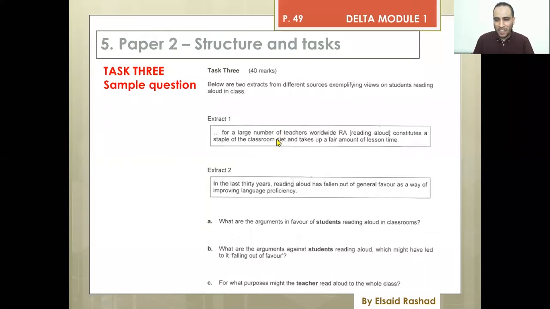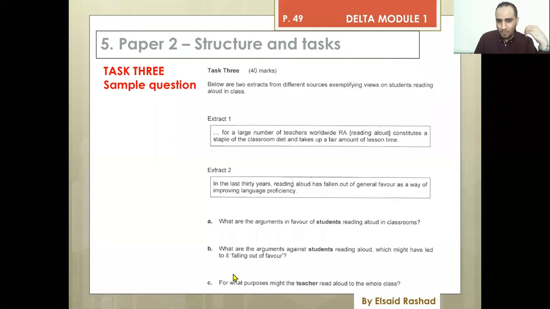Later in the course, we will clarify things about the depth because it has some criteria. So look at this task, paper 2, task 3. How many questions are here? 1, 2, or 3? We have 2 extracts, but we have 3 questions. You can get an extract from a lesson plan, from a course book, from material, from a test, from anything. You expect anything here. And then you will be asked 1, 2, or 3 questions. In this case, you're asked 3 questions.